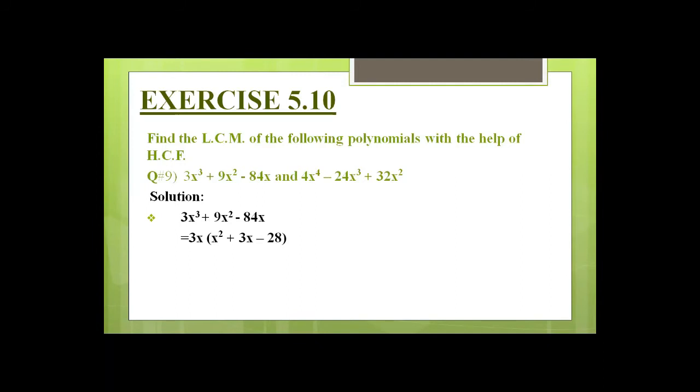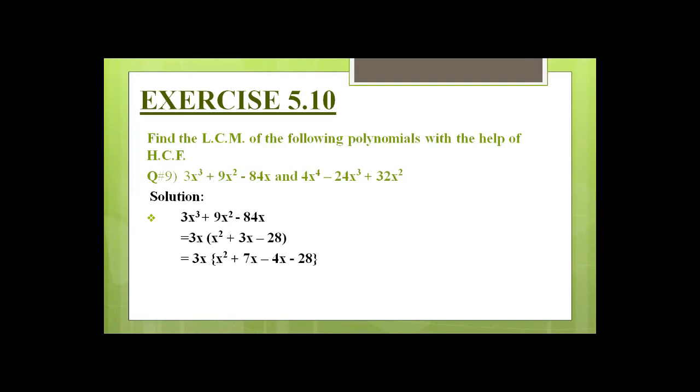So we have done step number 1, that we take 3x common. If further factorization is possible, you will factorize further. So here further factorization is possible. We will use the middle term breaking method here to factorize it more. So 1 multiplied by minus 28 is minus 28, and you use factors of minus 28 to get plus 3.